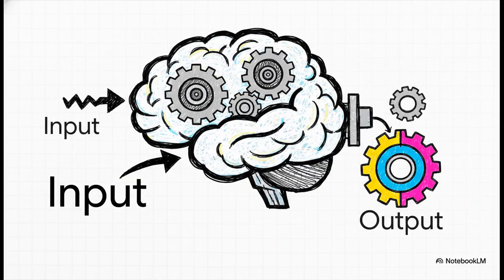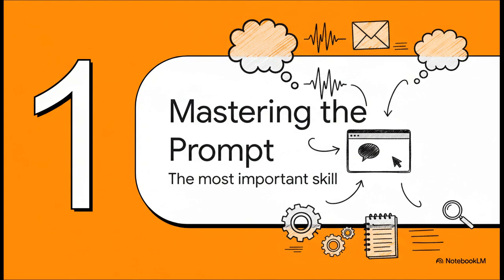And that brings us to the main idea for this whole explainer. The problem isn't that the AI isn't smart enough. Nope. The problem is that we aren't telling it what we actually want. So if you want to improve your results, you've got to improve your input. It's that simple. So let's focus on that. Let's focus on mastering the prompt.